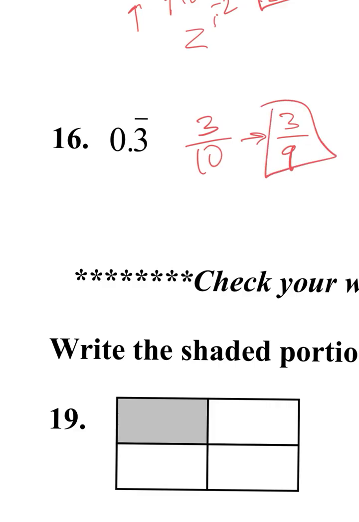All right, now what's the biggest number that will divide 3 and 9 evenly? Because we got to reduce that. So 3 divided by 3, and then 9 divided by 3. 3 divided by 3 is 1, and 9 divided by 3 is 3. And that is our final answer. Okay, on to number 17.